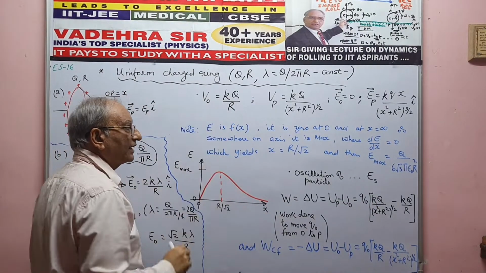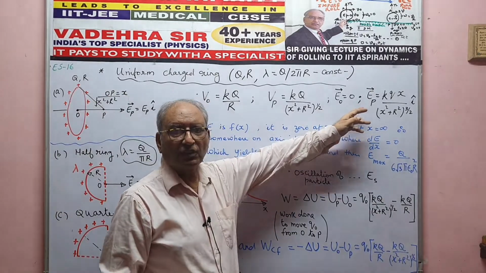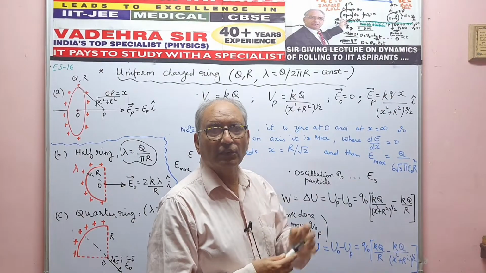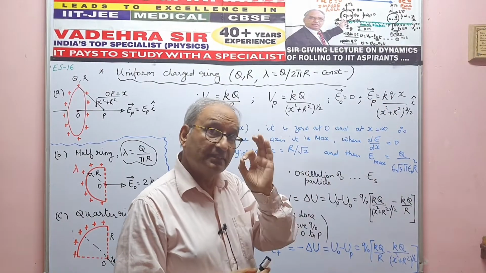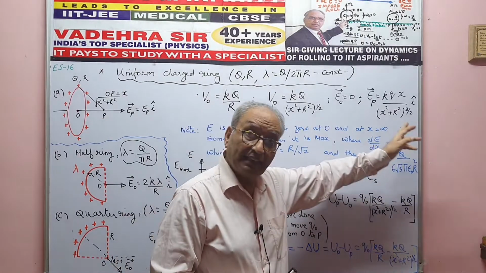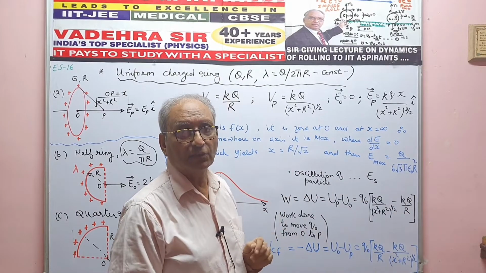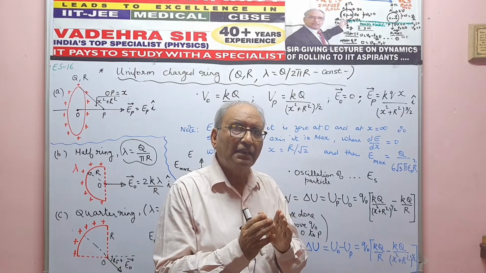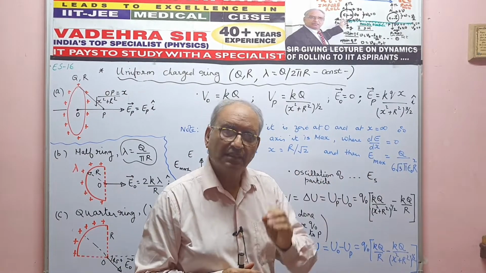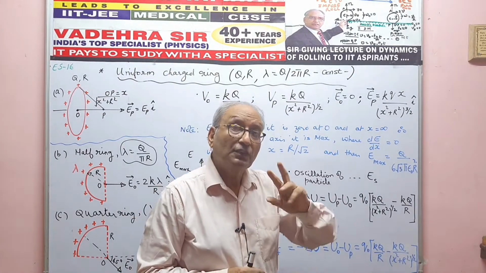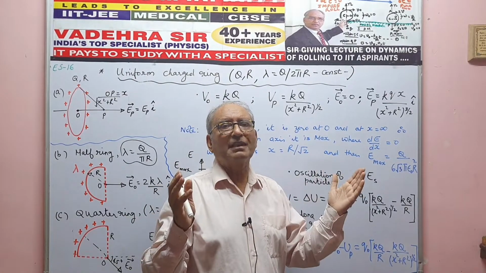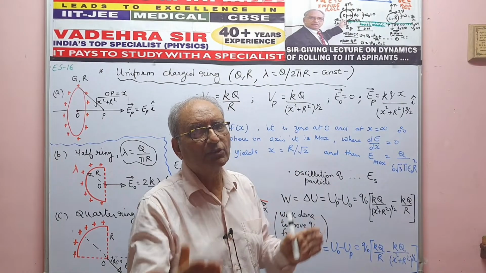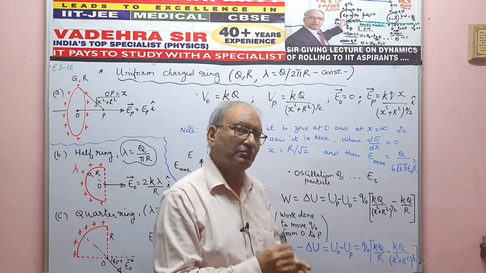Now E is a function of x. E is definitely a function of x, and from this expression we notice that when x is 0, E is 0, and when x is infinite, again E is 0, field is 0, intensity is 0. That means somewhere between the center and infinity on the axis, the field will be maximum. To find that maxima, I use the standard mathematical procedure. I take the derivative of E with respect to x, put it equal to 0, and then obtain the value of x.